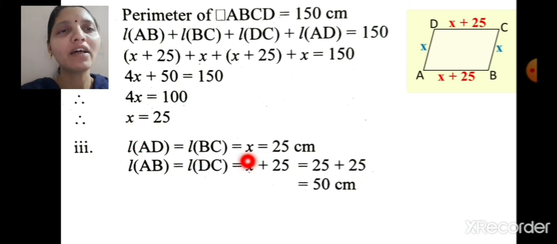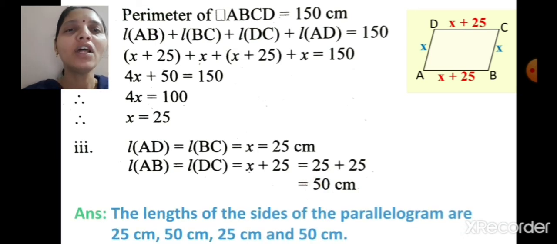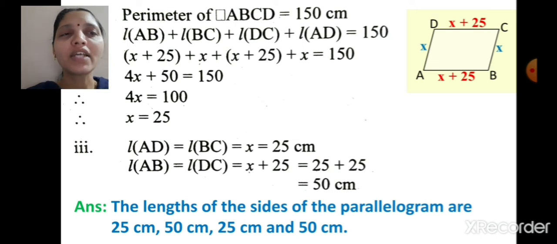Can you find x plus 25? Yes. So the length of AD is equal to length of BC is equal to x, that is equal to 25 centimeter. So we got the length of two sides. Now remaining two sides we are going to find. Length of AB is equal to length of DC is equal to x plus 25, x is 25 plus 25 is equal to 50 centimeter. Therefore your final answer will be the lengths of the sides of the parallelogram are 25 centimeter, 50 centimeter, 25 centimeter and 50 centimeter.